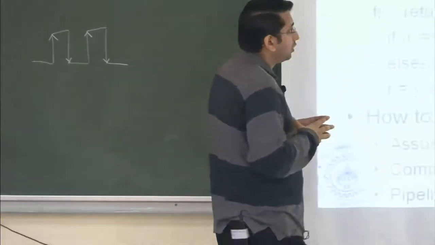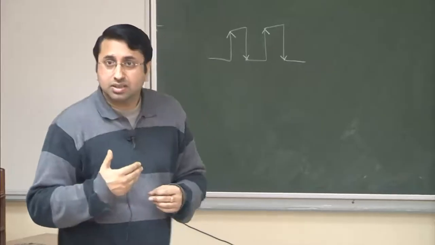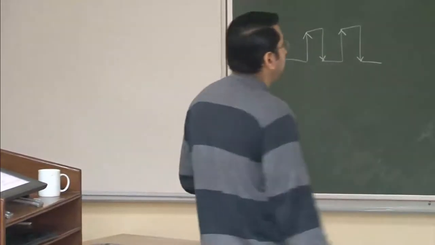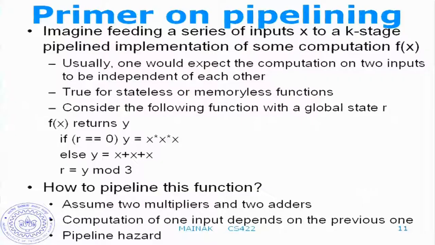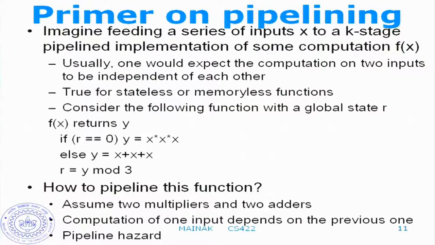Consider the following function with a global state r. So now we'll start talking about functions which are state holding. Okay. And let's see how pipelining gets complicated when you bring in such things. So here's the function definition. f(x) returns y, and what does f(x) do? If r equal to 0, so there's a global state r. Okay. If r is 0, then it computes y equal to x cubed. Else, it computes y equal to 3x. So it either multiplies three values or adds three values. Okay. All right. And finally, updates r equal to y mod 3.